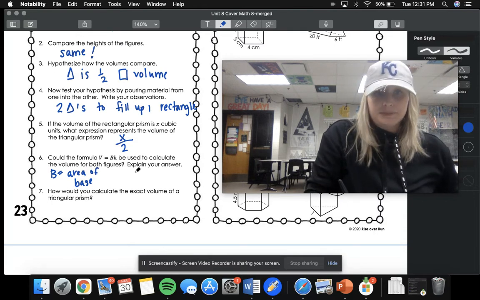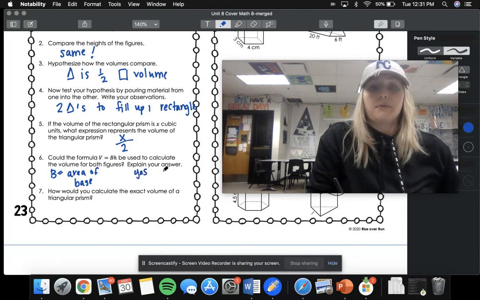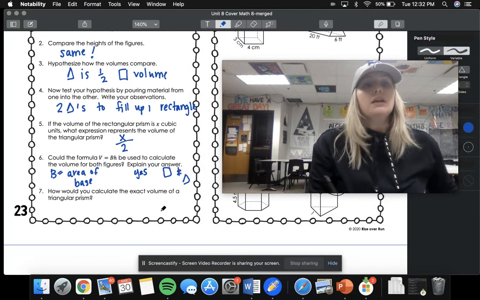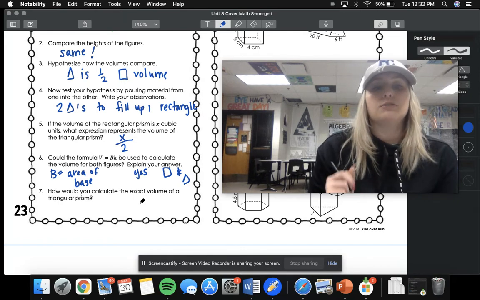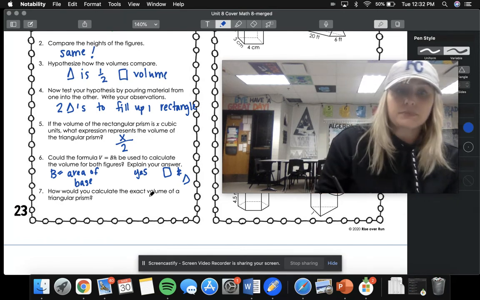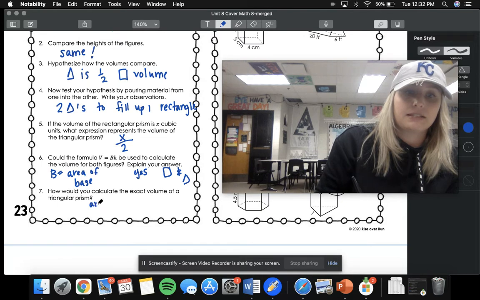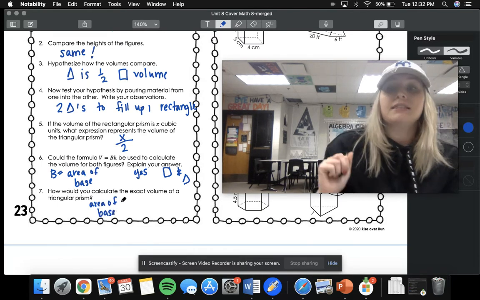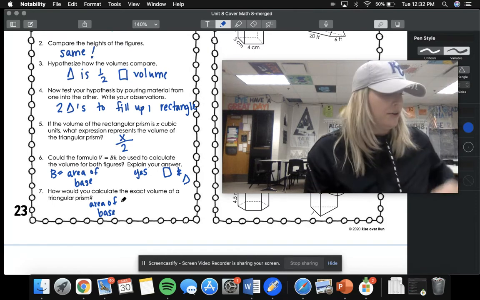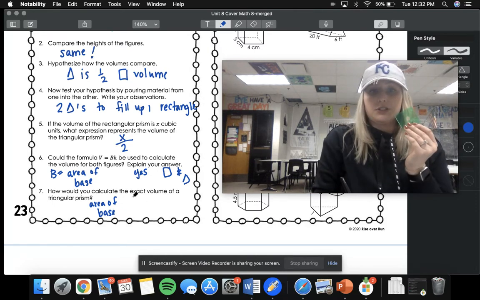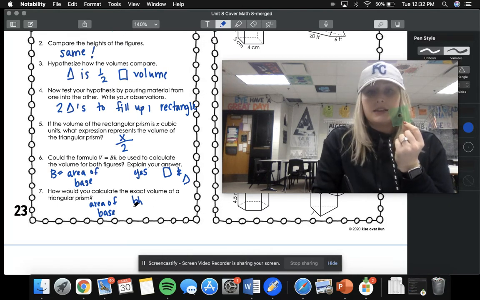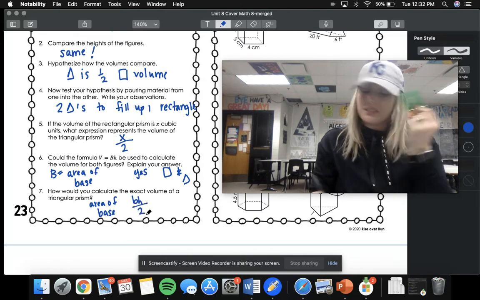So yes, it could, as long as we know that we have rectangles and we have triangles, which are totally cool. Triangles we've been comfortable with, okay? So how would you calculate the exact volume of a triangular prism? First we would find the area of the base. Remembering that for the area of a triangle, you would still just multiply the two numbers together, the base and the height, and then you would cut it in half because we have triangles.